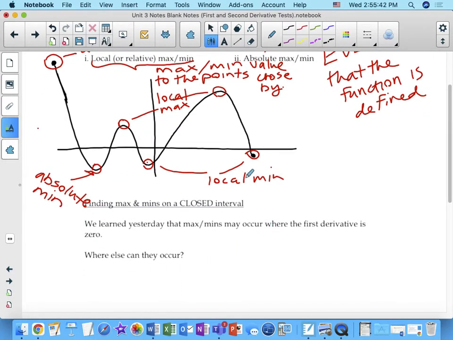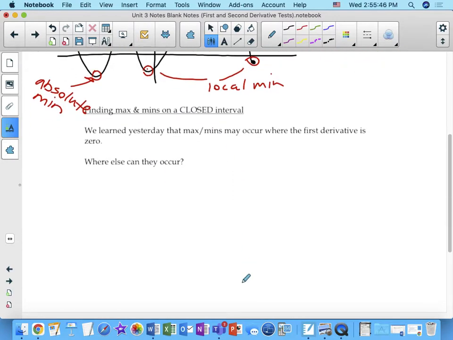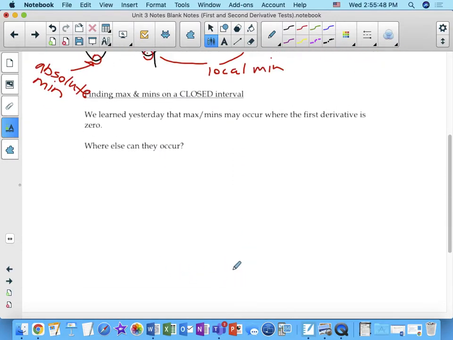We learned earlier in the course that max-mins can occur where the first derivative is 0, right? That's because that's where the function can change from increasing to decreasing. When a function changes from increasing to decreasing, you're going to get a max point. Or when it changes from decreasing to increasing, you're going to get a min point.